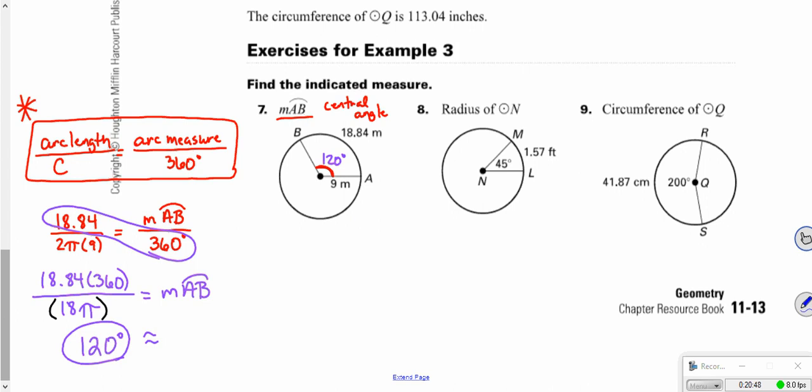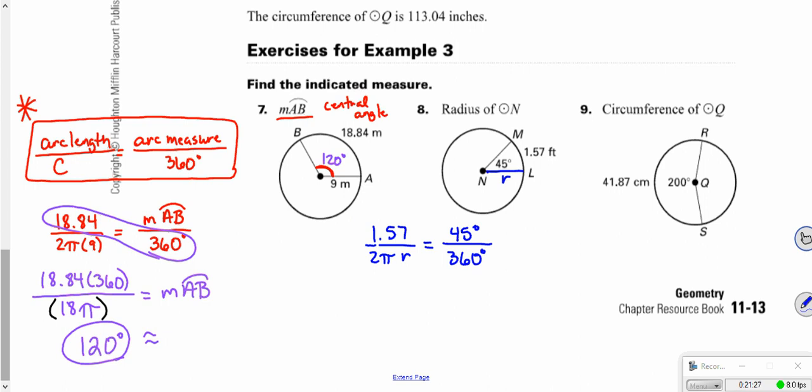Okay, let's look at the next one. Now we are trying to find the radius. So that's part of our circumference. Let's set up our proportion. They give us our arc length and our arc measure. So arc length is 1.57 over circumference, that's where our r is going to come in, right? 2 pi r equals arc measure 45 degrees over the arc measure of the whole circle, 360.